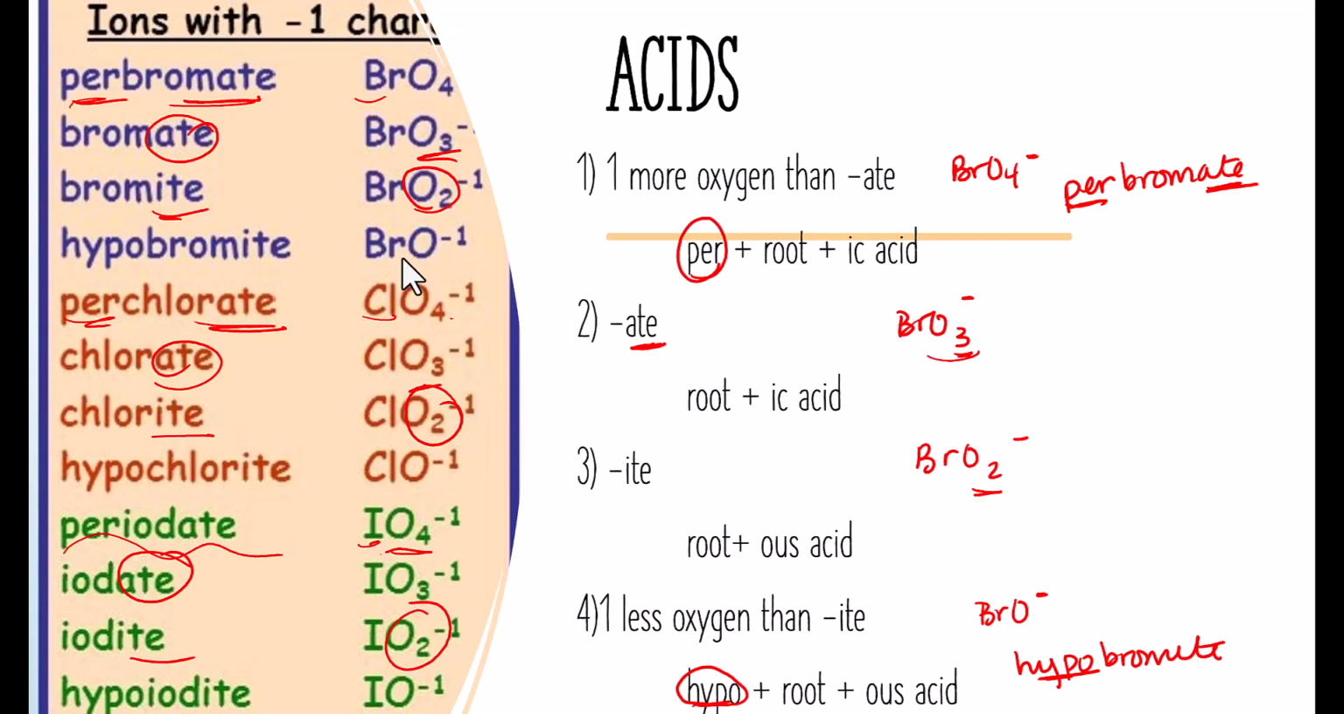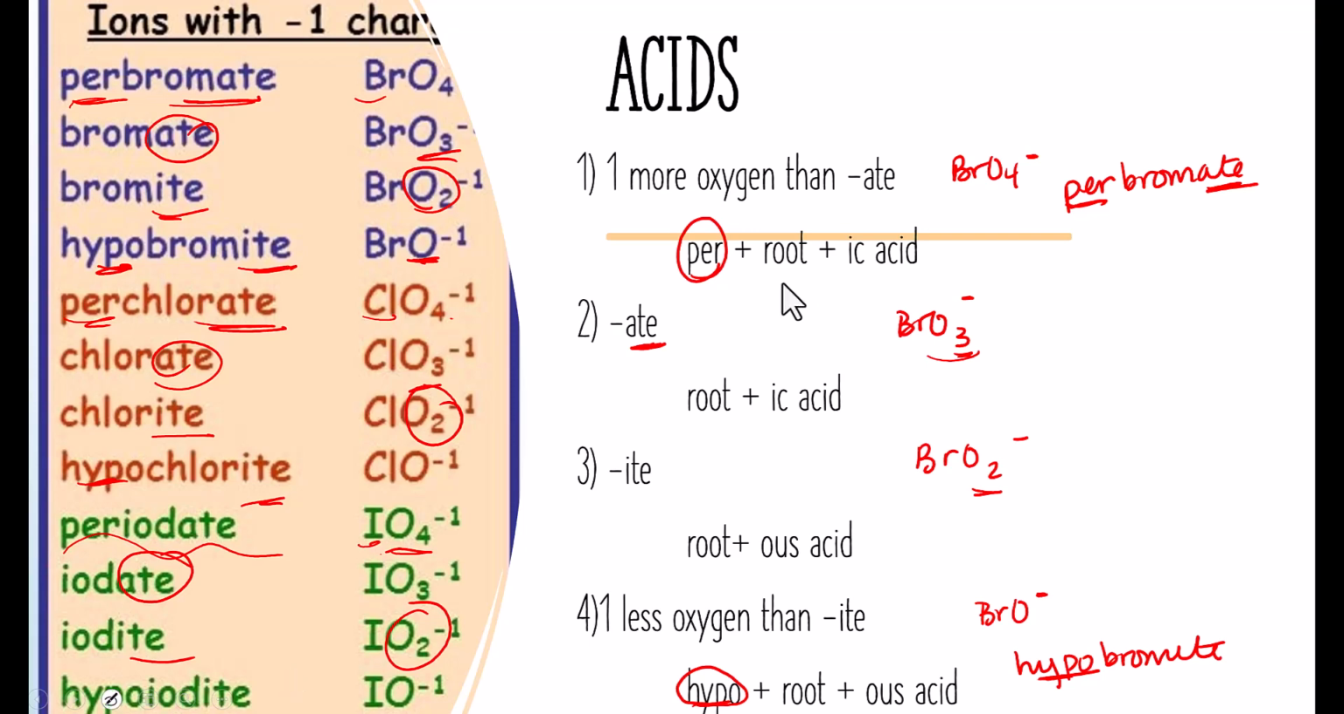And if it has one less oxygen, it is hypo-ite. You do not have to memorize these. They are already on your polyatomic sheet. However, the format for naming the acids is still the same.